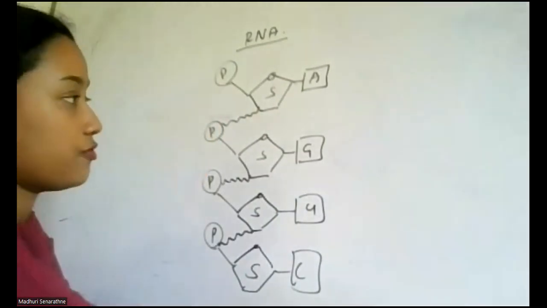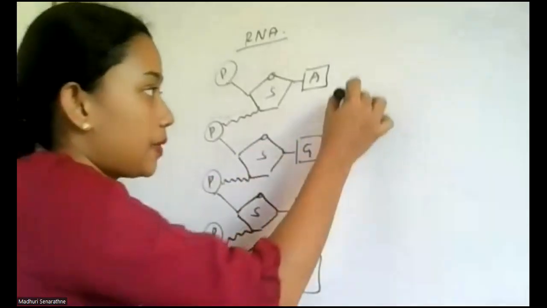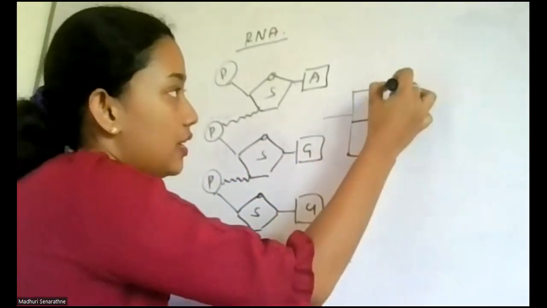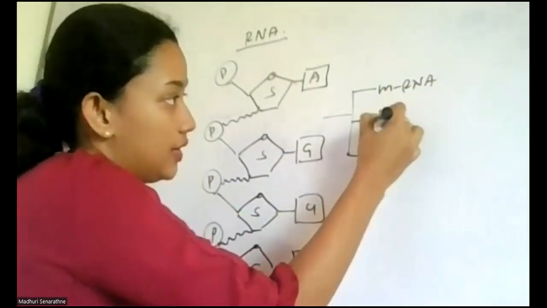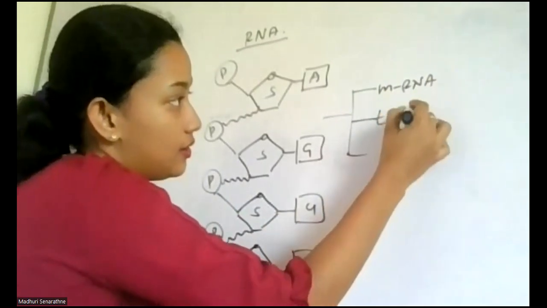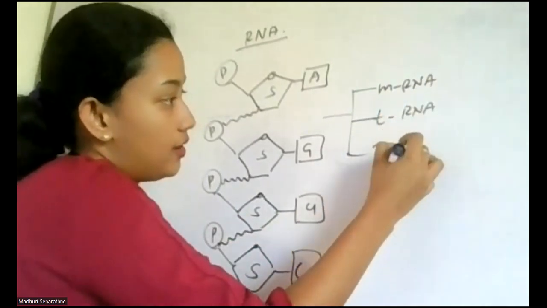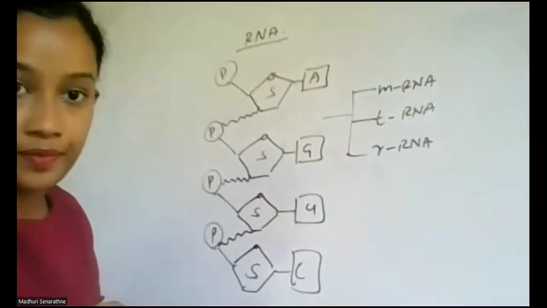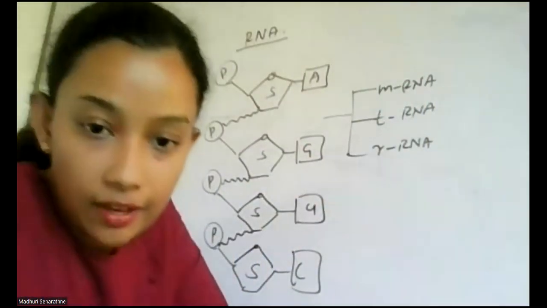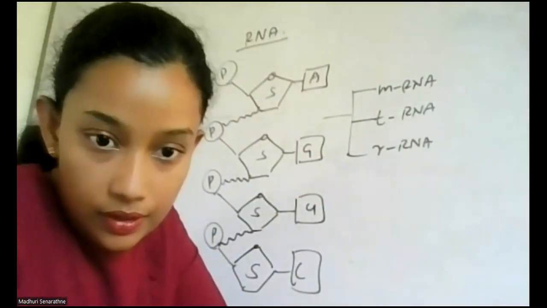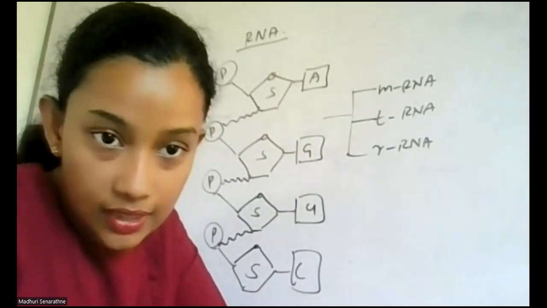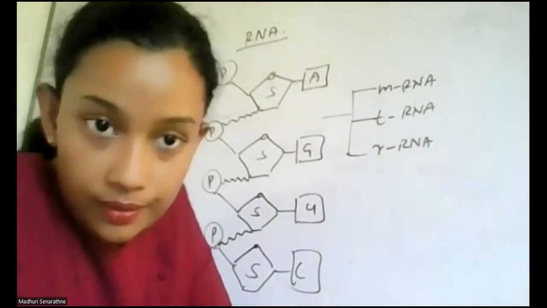The other one is there are three types of RNA: mRNA, tRNA, and rRNA. We will consider the note. Here you can see the structure of RNA.